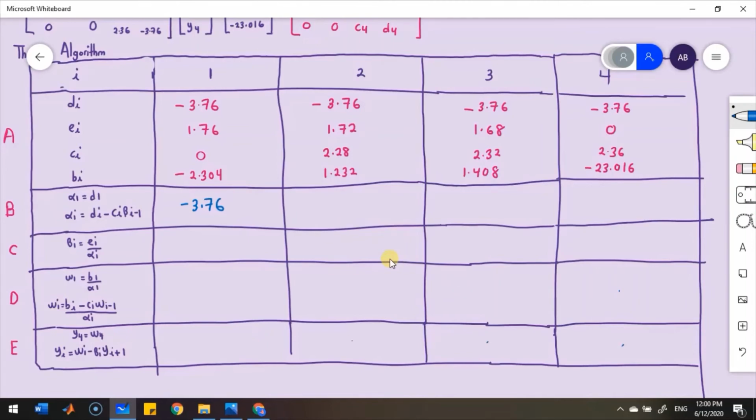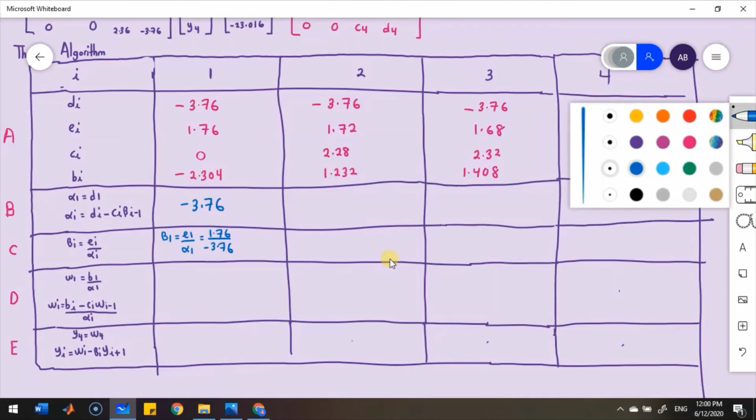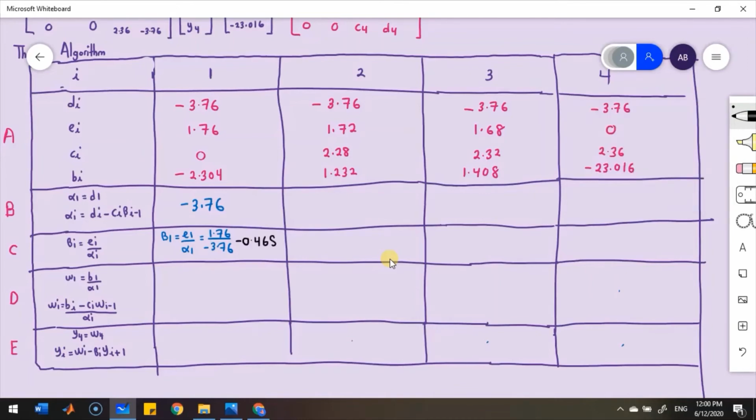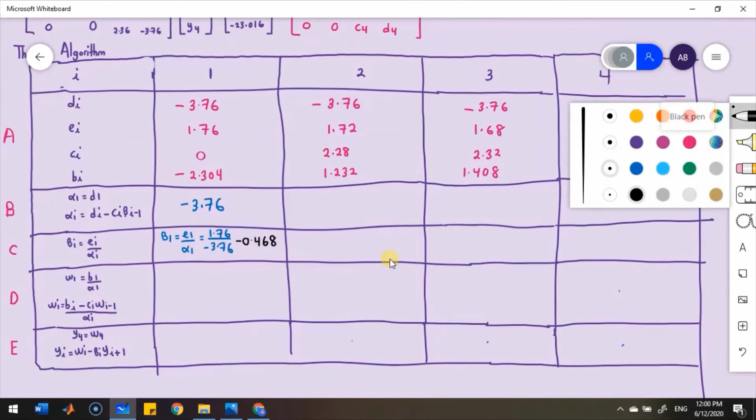To find beta 1, beta 1 equals to E1 over alpha 1, which E1, what is E1? This one, 1.76 over negative 3.76. If you have the calculator, you will get negative 0.468. That's why I need a space here too. So you don't have to write this formula, you can just base it on my explanation for the first column here, you just have to put in the value here. But I just want to show you in case you don't know where those values come from.